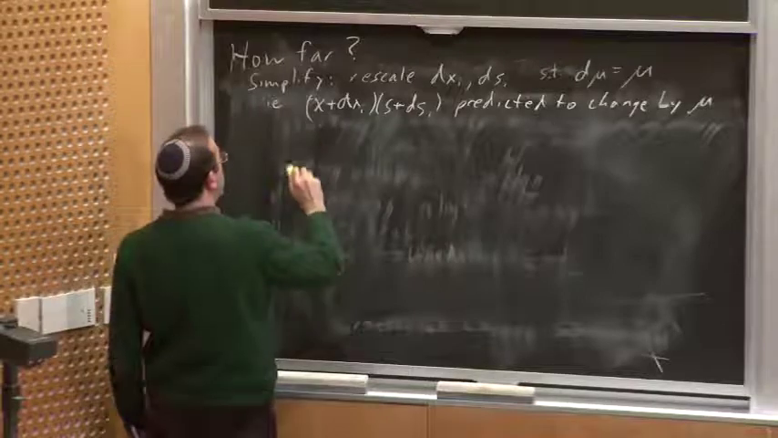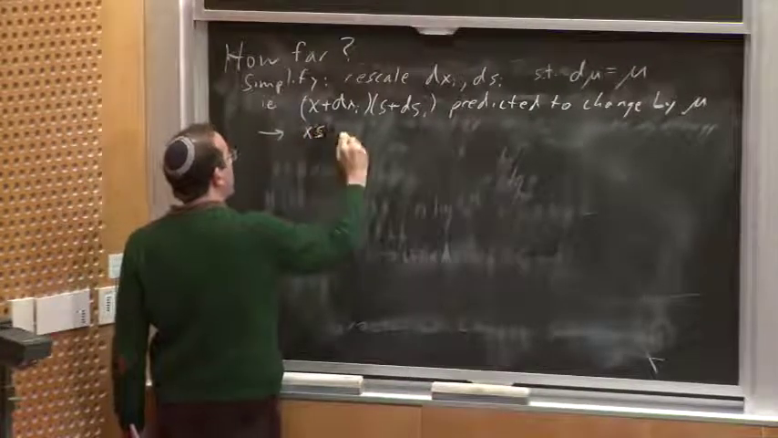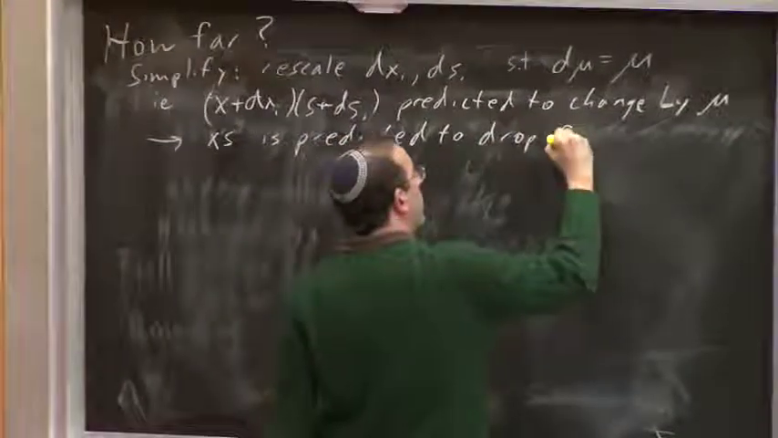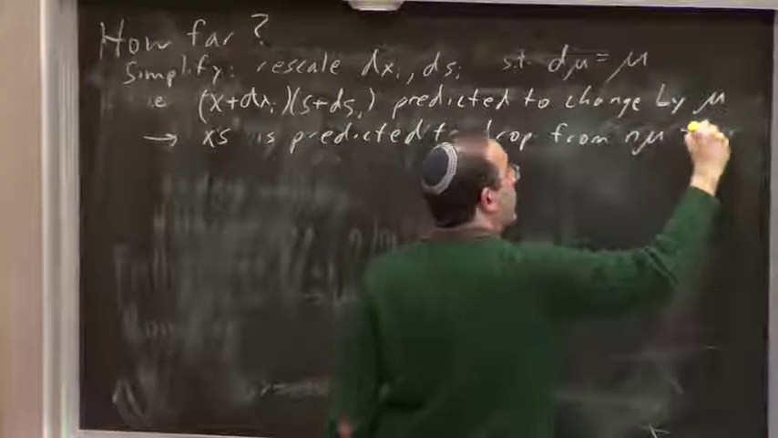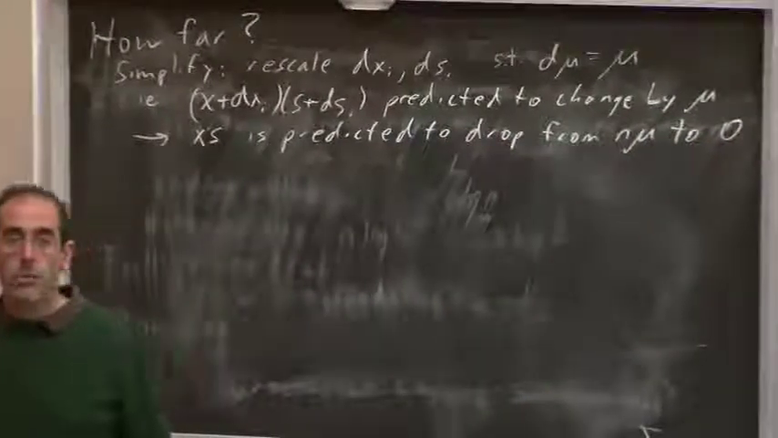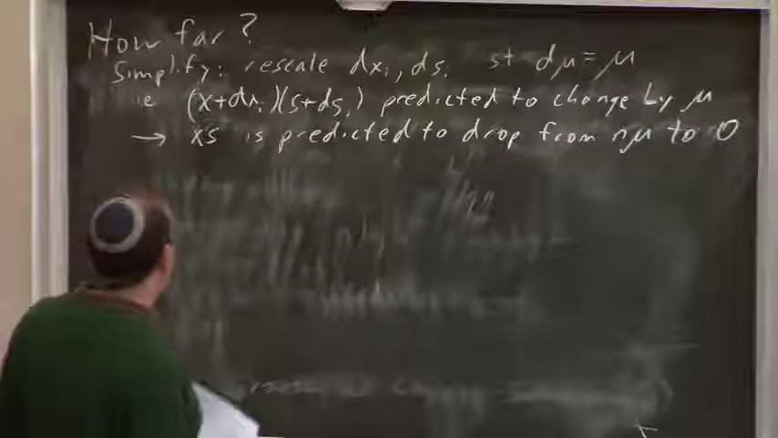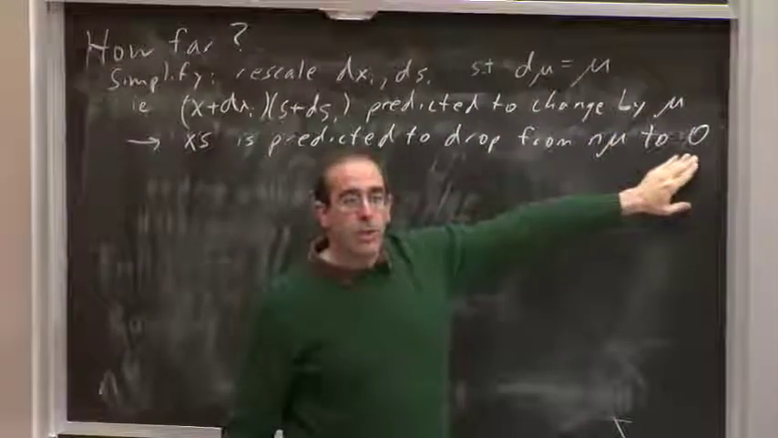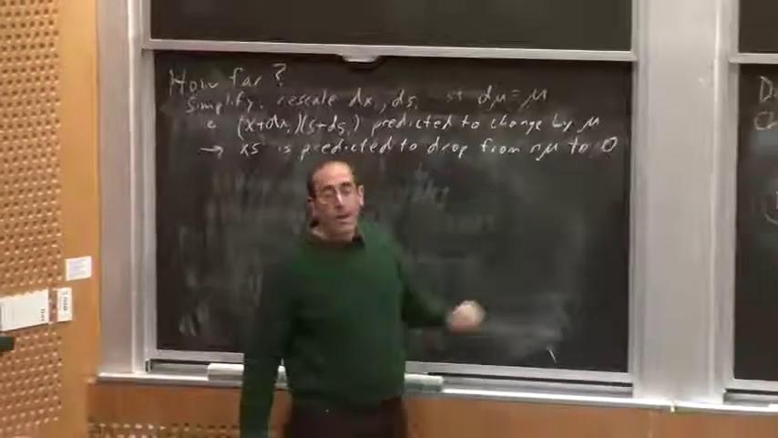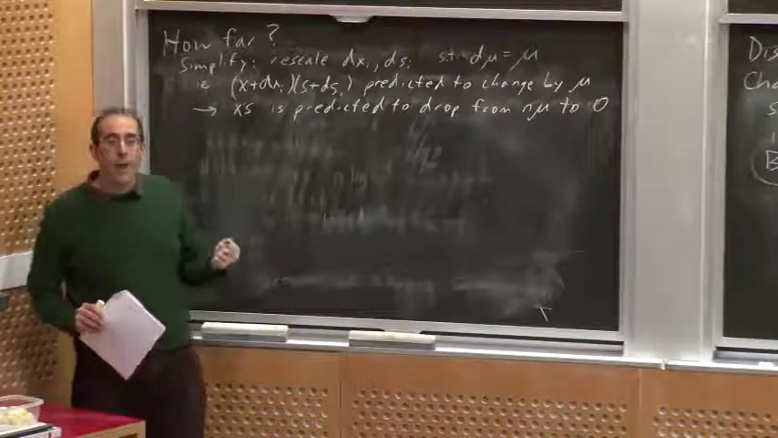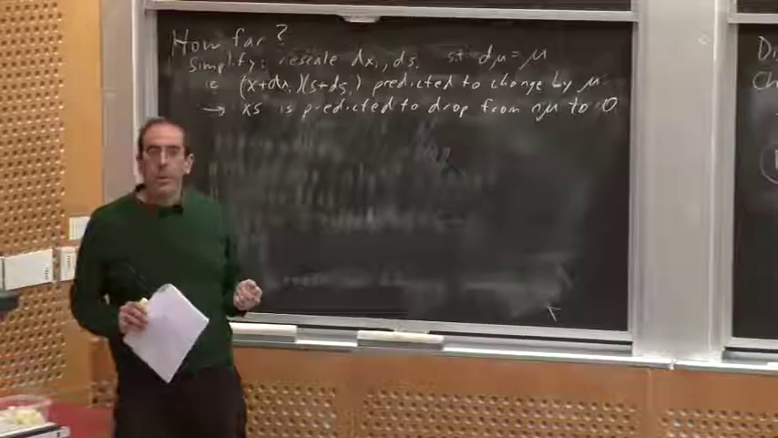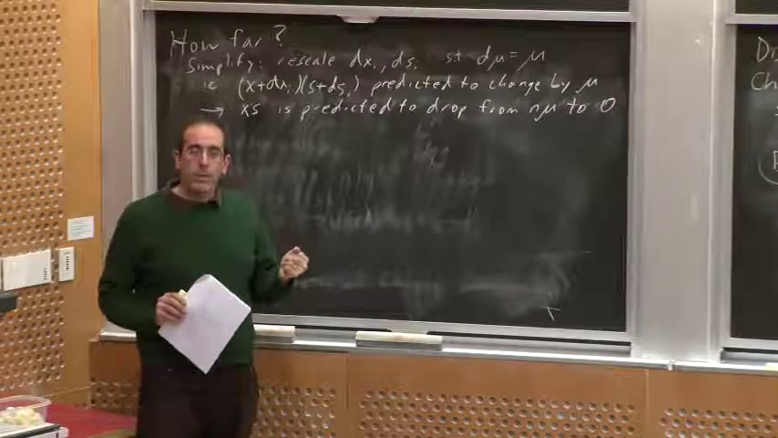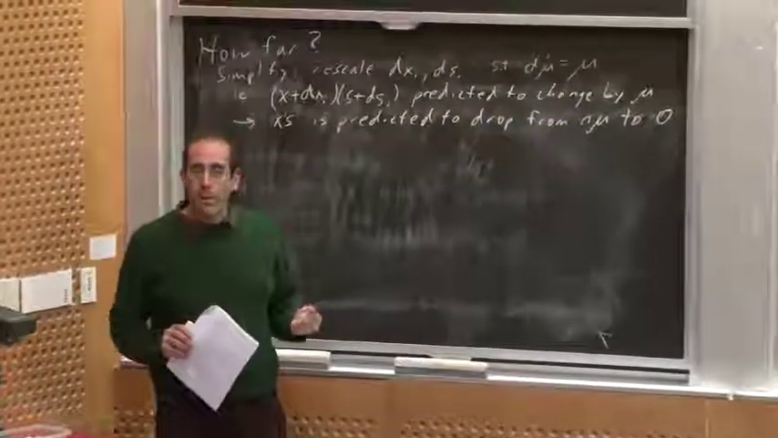But if this were true, then XS is predicted to drop from n times mu to zero. If each of the terms is decreasing by mu and there's n terms, then in the prediction of the linear approximation, mu is the distance that we would travel in order to decrease the value to zero. So now what I'm going to ask is, what fraction of that distance can we travel and still preserve the first order approximation? And if I tell you what fraction of the distance we're traveling, I will also be able to tell you what fraction of the improvement we get in the duality gap.